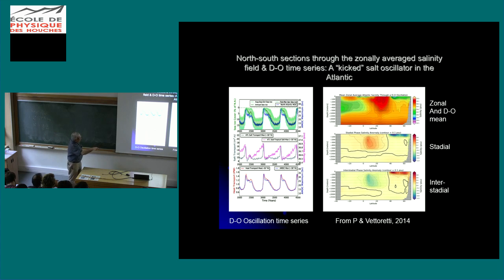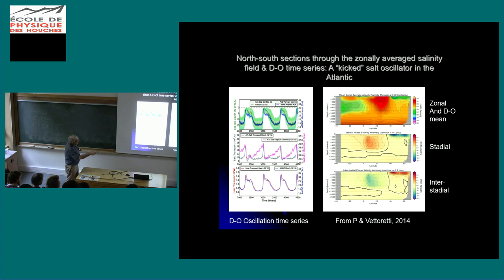Well, let me look at the right frame first, because that's really the most important. So what I'm showing you here is a depth versus latitude, with the equator here. So this is basically the subtropical region of the North Atlantic.